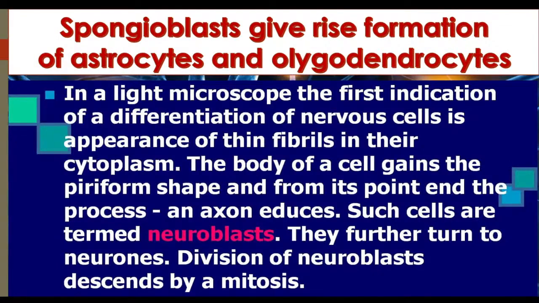Spongioblasts give rise to the formation of astrocytes and oligodendrocytes. In the light microscope, the first sign of differentiation of neurons, nervous cells, is the appearance of thin fibrils in their cytoplasm. The body of the cell gains a piriform shape, forms its point, and the process, an axon, is induced. Such cells are termed neuroblasts. They further turn into neurons. Neuroblasts divide by mitosis.